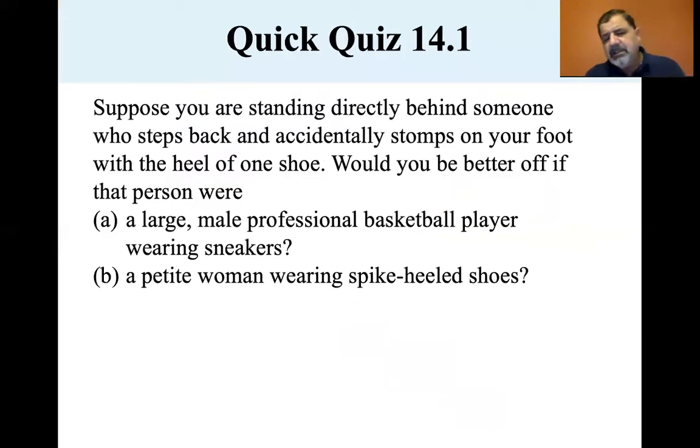Okay, now let's suppose you are standing directly behind someone who steps back and accidentally stomps on your foot with the heel of one shoe. Would you be better off if that person were a large male professional basketball player wearing sneakers, or a petite woman wearing spiked heel shoes? Well, let's do a little experiment, so you can see it better.